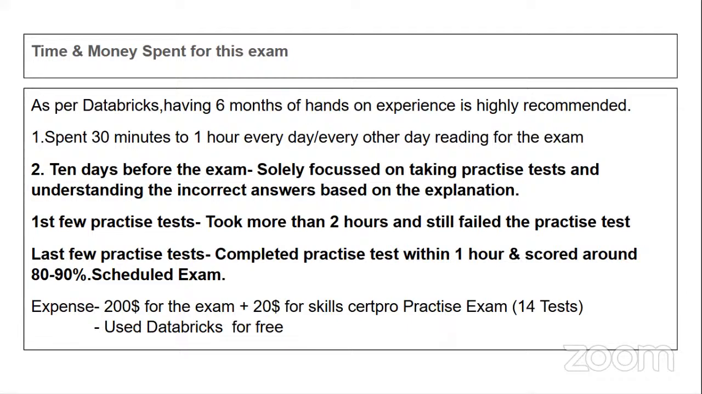So after the second revision, I was a little confident, then I took it one more time. I completely stopped in between. I took Skillset Pro only once after finishing the second revision, then started the exam. I got 60%. Then I felt okay, 60% is good to progress more. So then I started revising again and again.